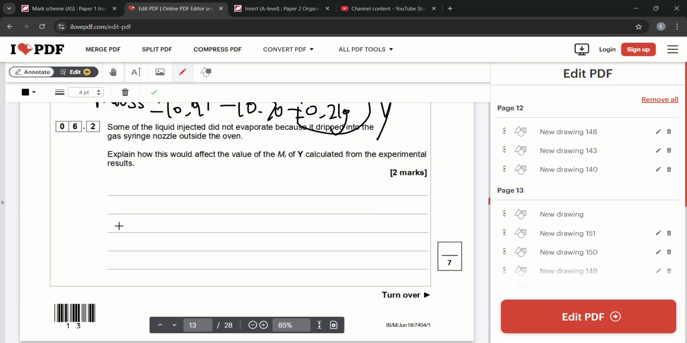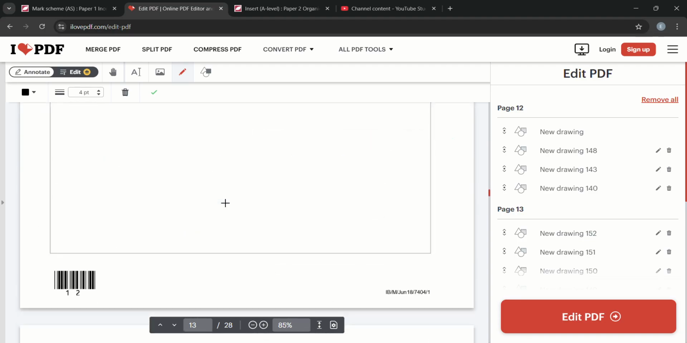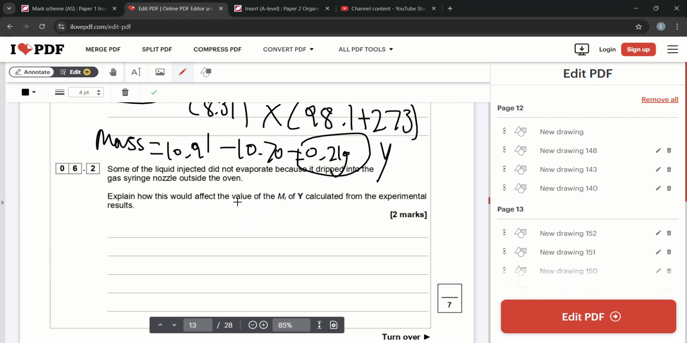And then 6.2: some of the liquid injected did not evaporate because it dripped into the gas syringe nozzle outside the oven. Explain how this would affect the value of Mr of Y calculated from experimental results. Think about it. We're injecting a sample of liquid Y into a gas syringe in an oven, and at the temperature of the oven, liquid Y would vaporize. So if it dripped into the gas syringe nozzle outside the oven, it's not going in the oven. How would this affect the value of Mr of Y?